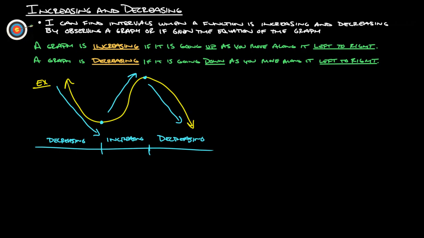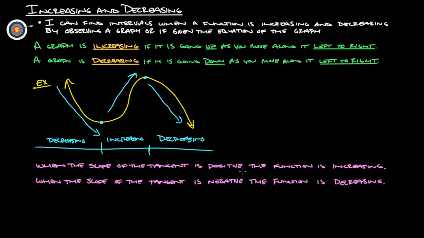Okay, now also with that, when the slope of the tangent is positive, the function is increasing, and when the slope of the tangent is negative, the function is decreasing. So really, if you think about it, if we drew a tangent right here, you'll notice this has a positive slope on the tangent. That means it's increasing. Right here, the slope of that tangent is negative because it's going down, so that would make it decreasing. Okay, so hopefully this is also fairly straightforward.